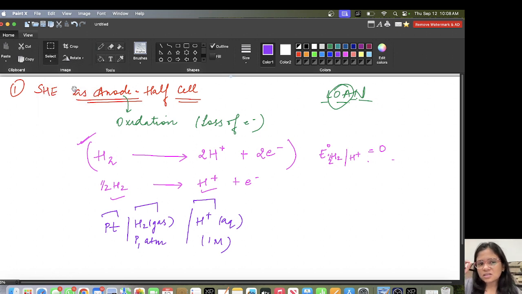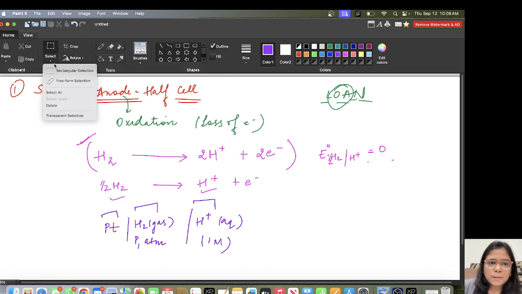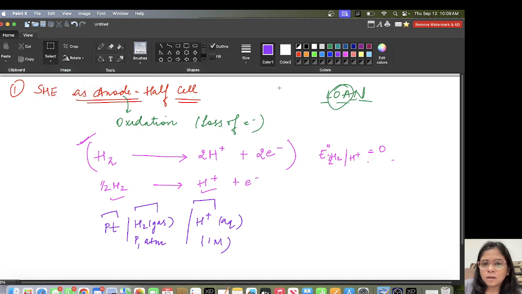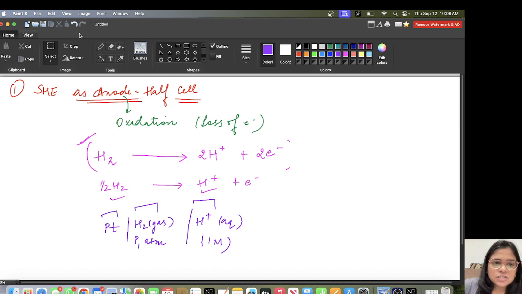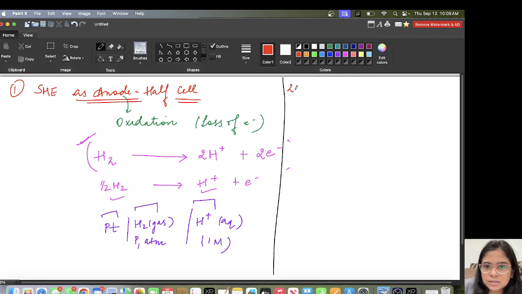Now, can you please try it for the cathode half cell? Just pause this video and try for the cathode half cell. It will just be the opposite of what we are writing here. How will we write the cathode half cell now? I'll just write it here only so that it becomes easier for you to distinguish. The second one we are writing is SHE as cathode half cell.